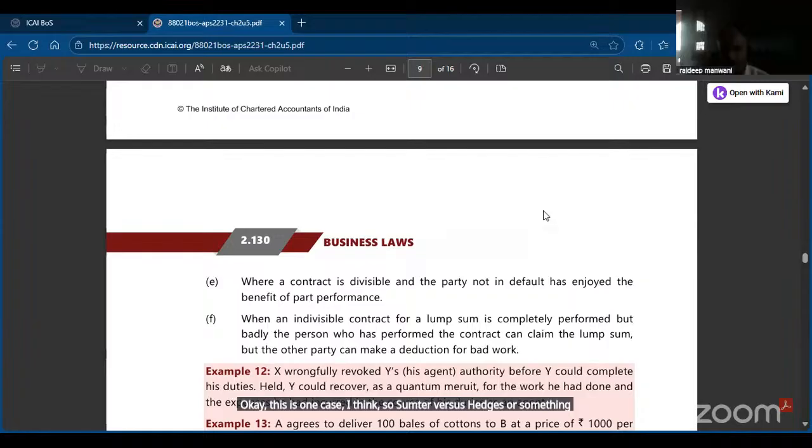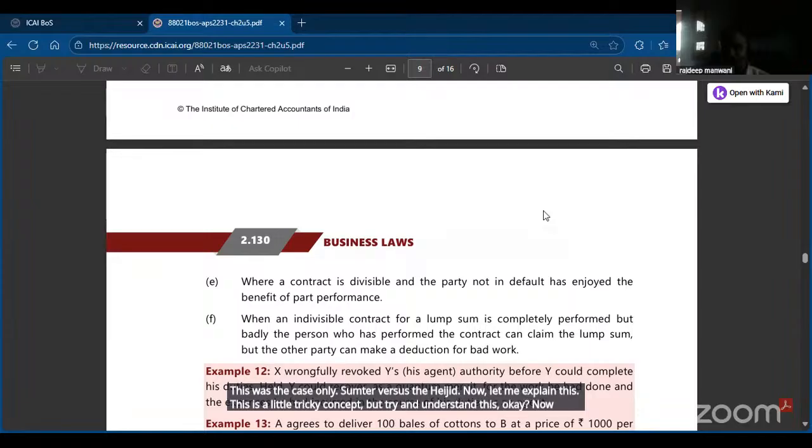Tanushi, you remember the case which I had given you last time? Did you write it down? No, sir, you didn't give any case. You gave the example of that painting contractor and if he has not done any good work. That's okay. Sumpter versus Hedges. This was the case only. Now let me explain this. This is a little tricky concept, but try and understand this.